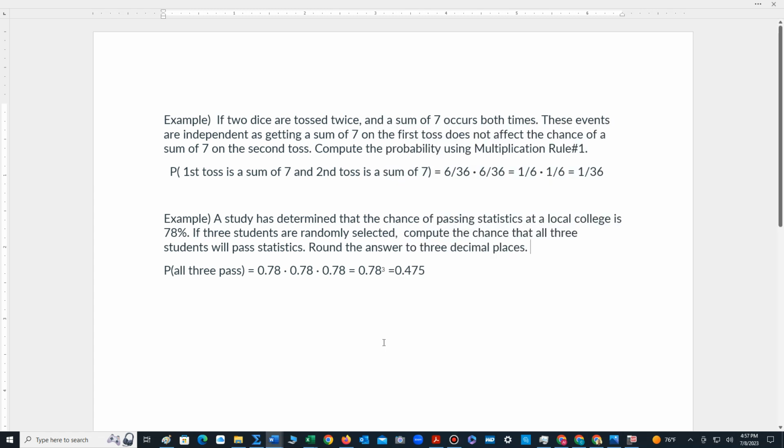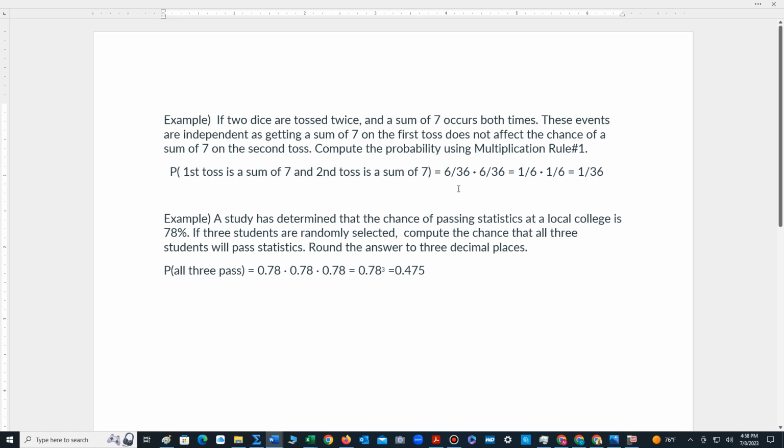In this video, I'm going to work out two examples of multiplication rule number 1, in which we multiply the probabilities of events that are independent. The first example says the following. 2 dice are tossed twice, and a sum of 7 occurs both times. These events are independent, as getting a sum of 7 on the first toss does not affect the chance of getting a sum of 7 on the second toss. Compute the probability using multiplication rule number 1.